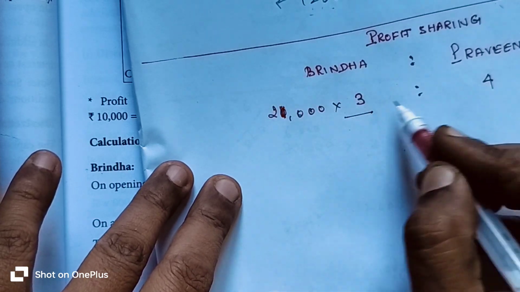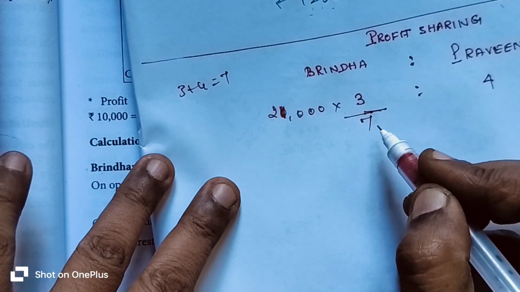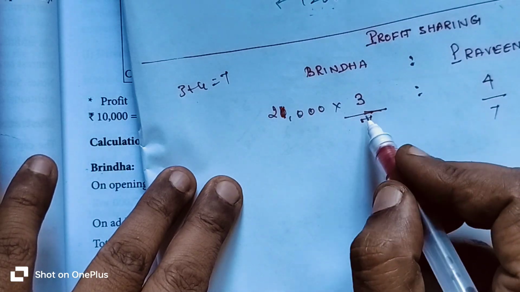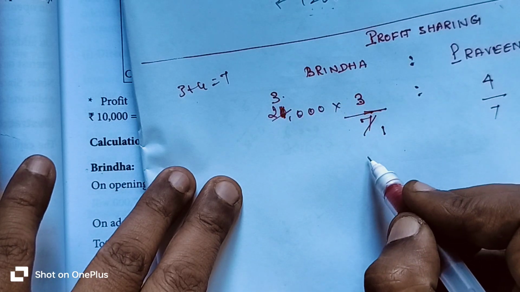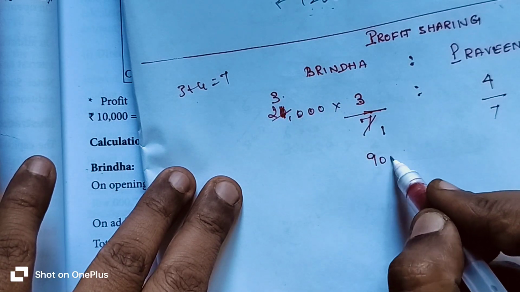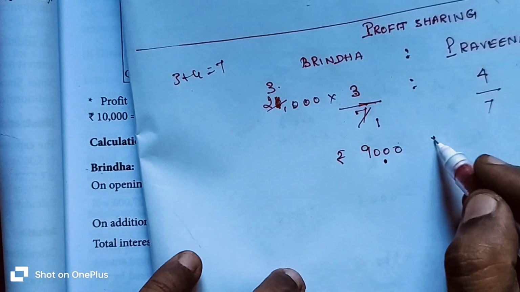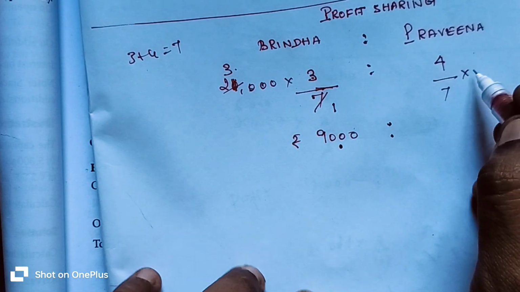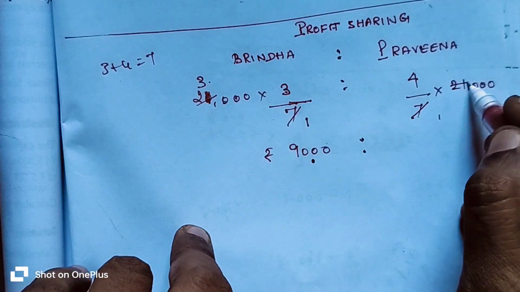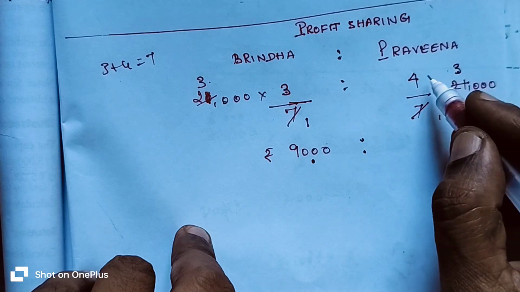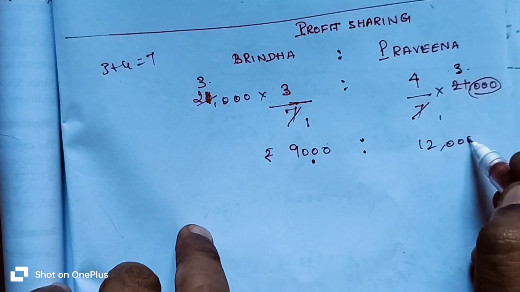For Brinda, 21,000 into 3 by 3 plus 4, that is 7. In the denominator, you enter the total ratio, 7. Then cancel: 1 7 is 7, 3 7s are 21, 3 3s are 9. So Brinda's profit is 9,000 rupees. For Pravina, from the 21,000 you cancel it: 1 7 is 7, 3 7s are 21, 3 4s are 12, so 12,000 is to be here. So we have to cross check it.